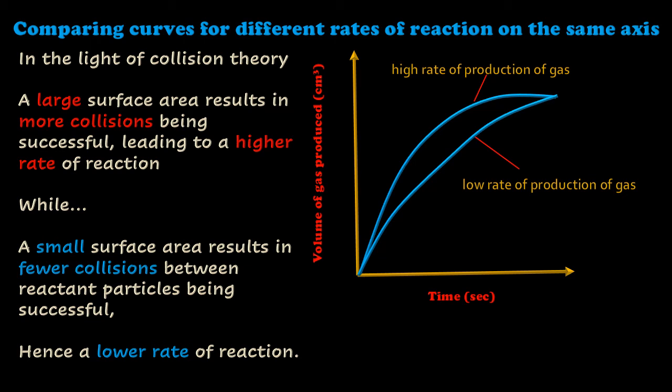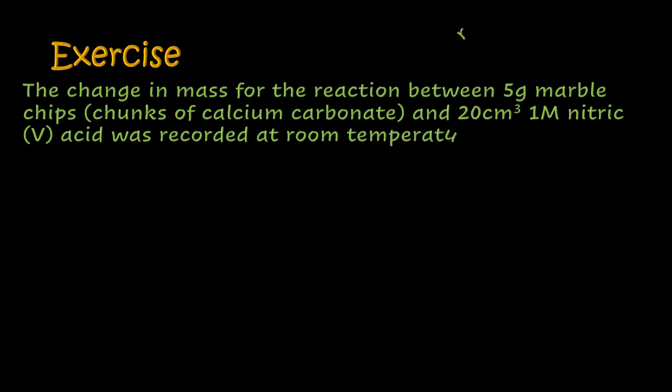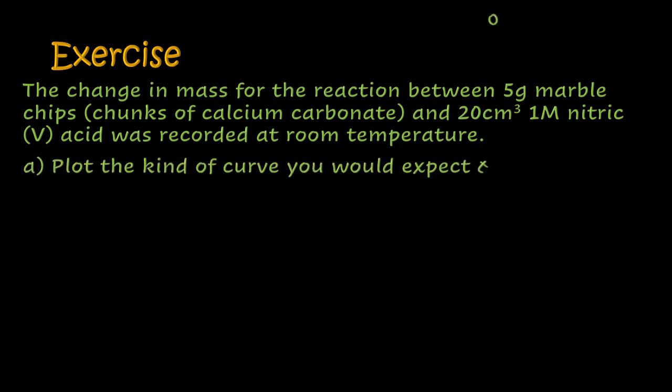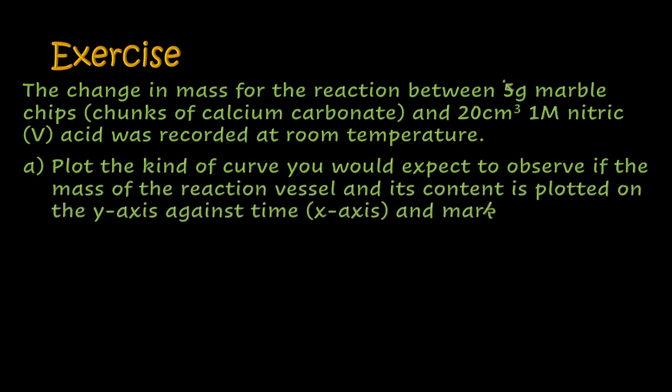Look at this exercise to summarize the concepts that we have learned in this part of the topic. We want to consider that the change in mass for a reaction between 5 grams marble chips, which are actually chunks of calcium carbonate, and 20 cubic centimeters of 1 molar nitric acid was being recorded at room temperature.